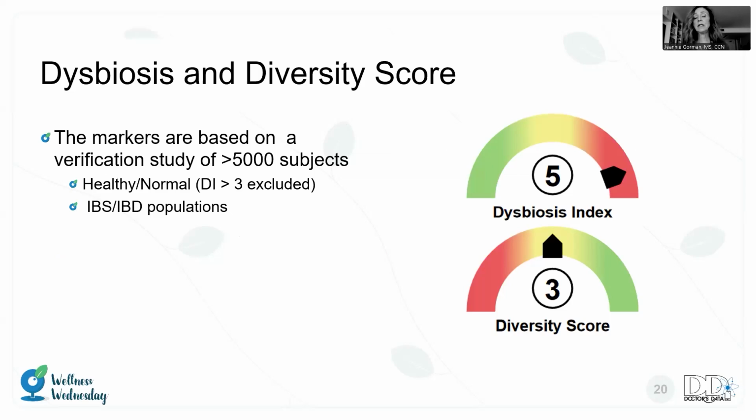We disregard basically any of the higher than 3 dysbiosis index scores. So those are not normal biotic. We are looking for scores at either a 1 or a 2 to include as what is normal biotic.